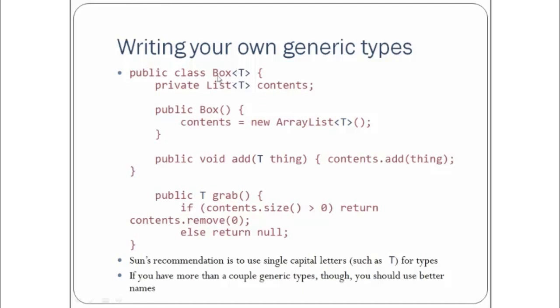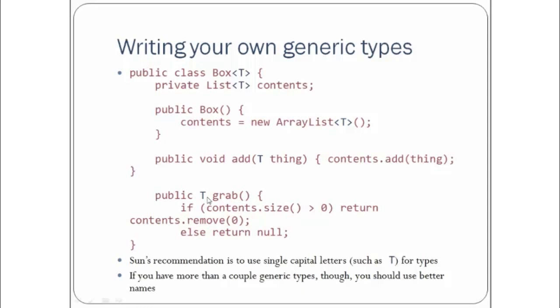So you see over here how we can write our own generic type: we have to declare a class, and since we have declared a class Box, we also have to declare which type it can have. That's why I have declared T. Then similarly, my list can also contain contents of the type T. When I'm doing add, I'm also using T as a parameter. That thing, of type T, is getting added to my list. Similarly, if I want to grab something, I'm using a grab method and returning T from it.